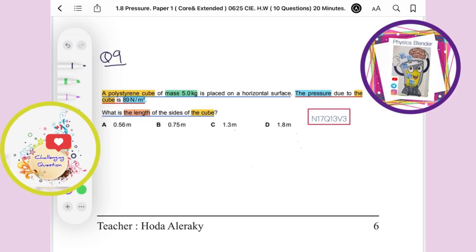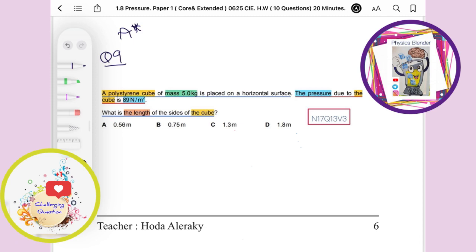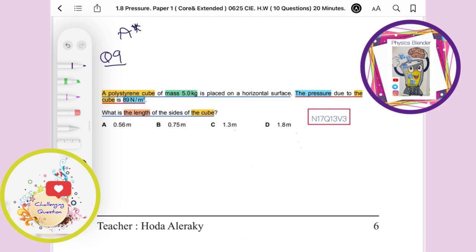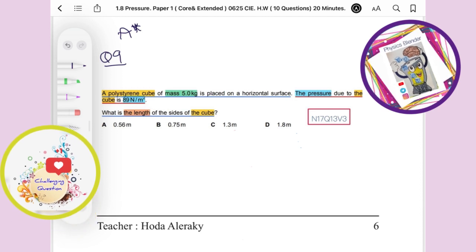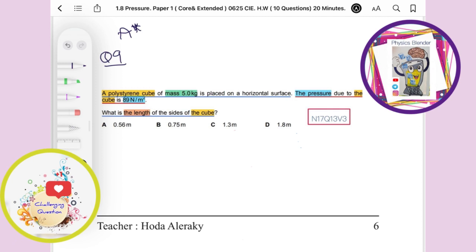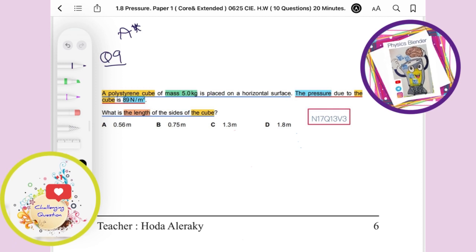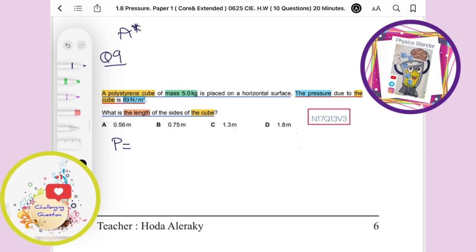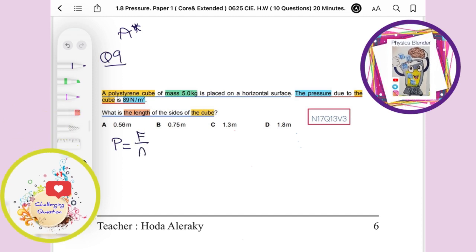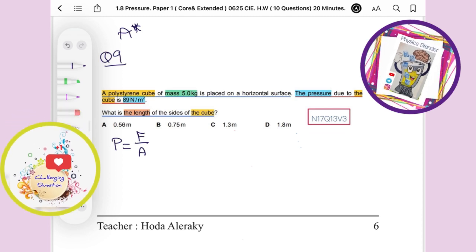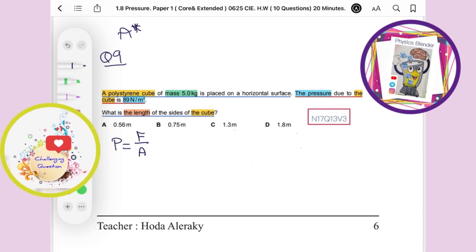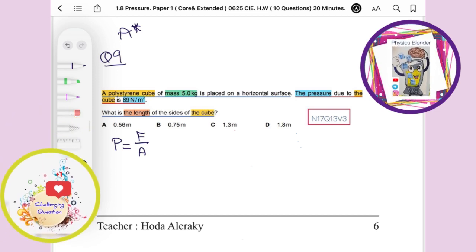Question 9 is challenging and is very important. We have a polystyrene cube of mass 5 kg placed on a horizontal table surface. The pressure due to the cube is 89 Newton per square meter. What is the length of the sides of the cube? Applying our equation, pressure is equal to force divided by area. Here the force is not given directly. The force here is the weight of the cube. How to find the weight of the cube?